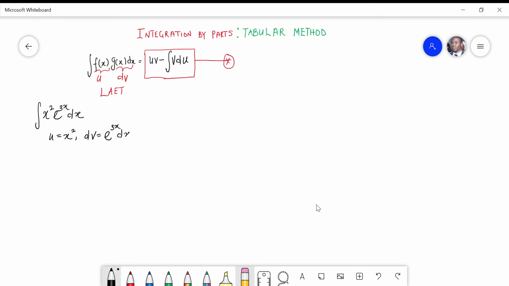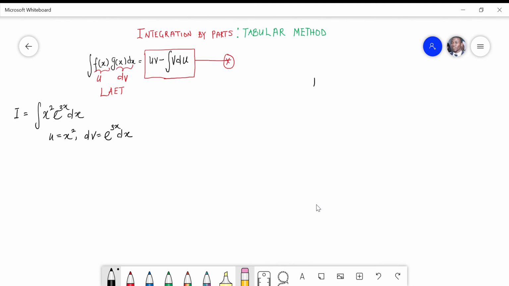Since we have all these ingredients, all we have to do is differentiate our u and integrate our dv to get the v, and then slot everything back into the formula and we get our required answer. Let me call this I equal to this. But we're not going to do that. We're going to use the tabular method to solve this problem because it's easier. If you master it very well, it's faster and less prone to error, right? So let's go straight ahead.